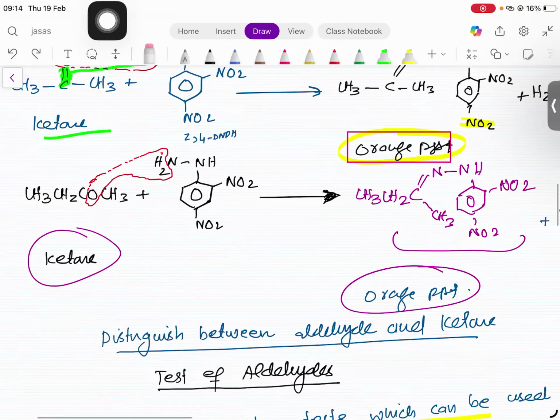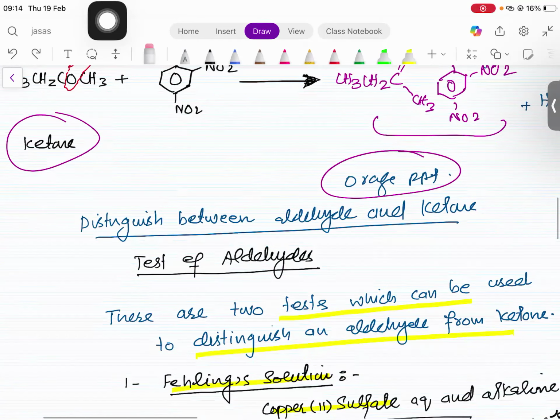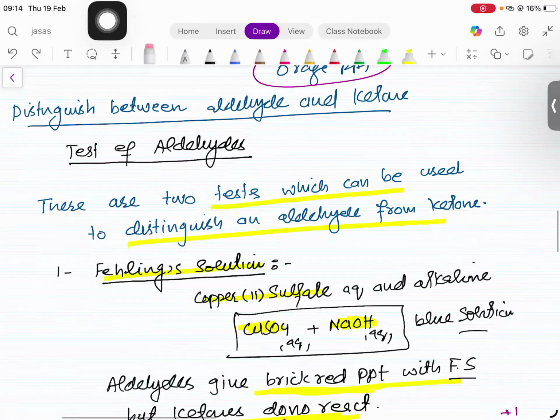Sorry. Or in other words, there are 2 tests which only aldehydes give, not ketones. So they can be used as a distinguishing, right? There are 2 tests which can be used to distinguish an aldehyde from ketone. Number 1, Fehling solution. जो लोग bio पढ़ते हैं, they must know this chemical, Fehling solution.